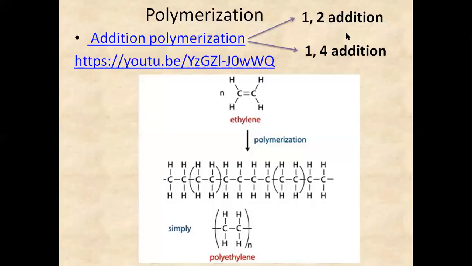Then addition polymerization is further classified into two: 1,2 addition and 1,4 addition. 1,2 addition, take ethylene as an example. Ethylene undergoes polymerization to form polyethylene. Here this double bond breaks, and this carbon is active. This carbon is active. The next monomer adds at the first carbon, and the next at the second carbon. The polymerization continues, and that type of polymerization is known as 1,2 addition.